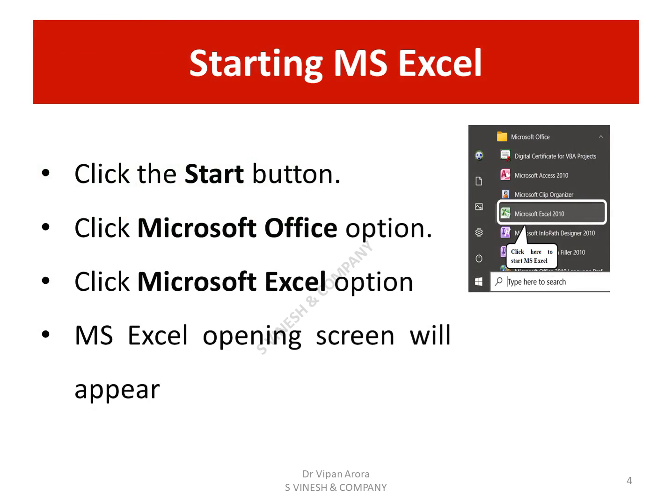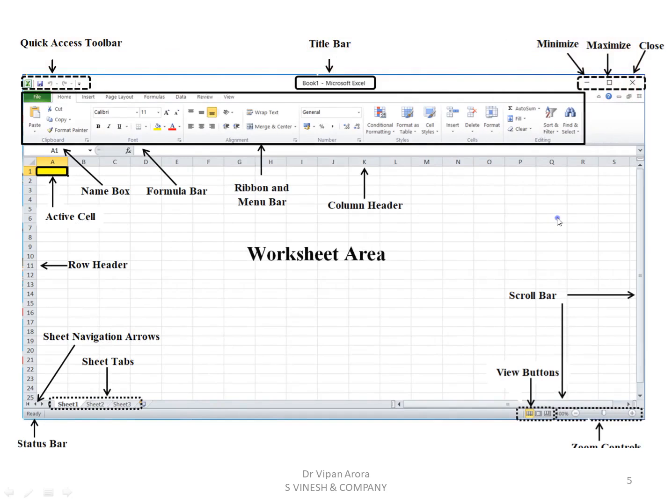How to start Microsoft Excel? Click on the Windows Start button, then click on Office, and then click on Microsoft Excel. This is the opening window of Microsoft Excel that will appear. So what are the various components of this opening screen?